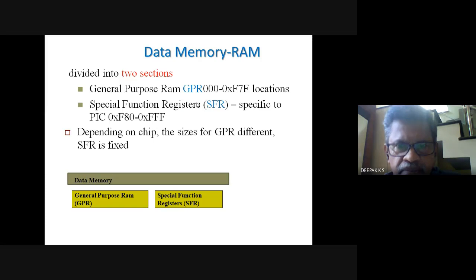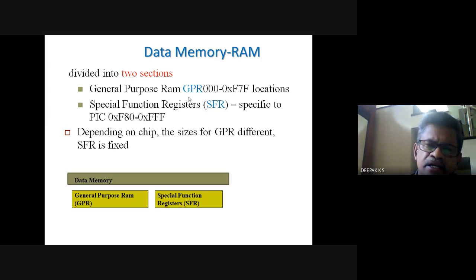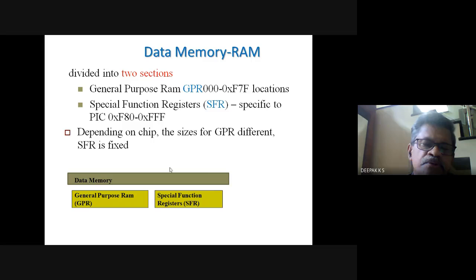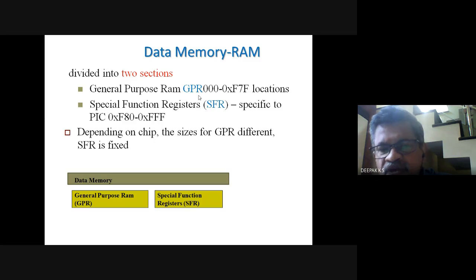So the data memory or RAM is the file register, and it is divided into general purpose RAM, GPR, and special function register. So the total 4096 is divided into GPR and SFR. GPR means general purpose RAM, and the other is SFR, the special function register. There are 12 bits, which means 3 hex digits. So 000 up to F7F is the location given for GPR.